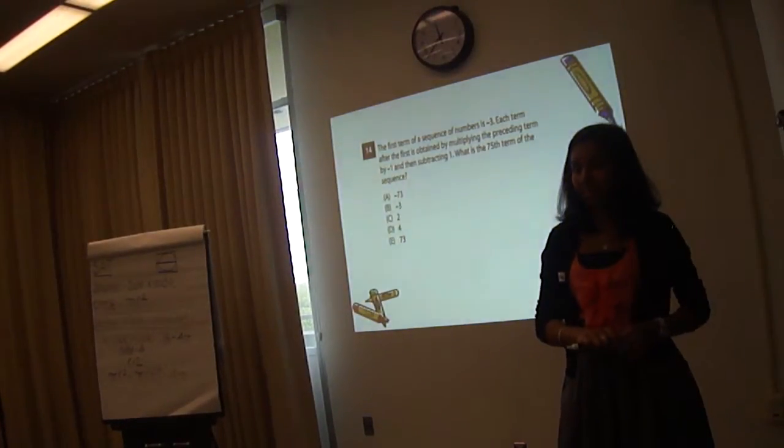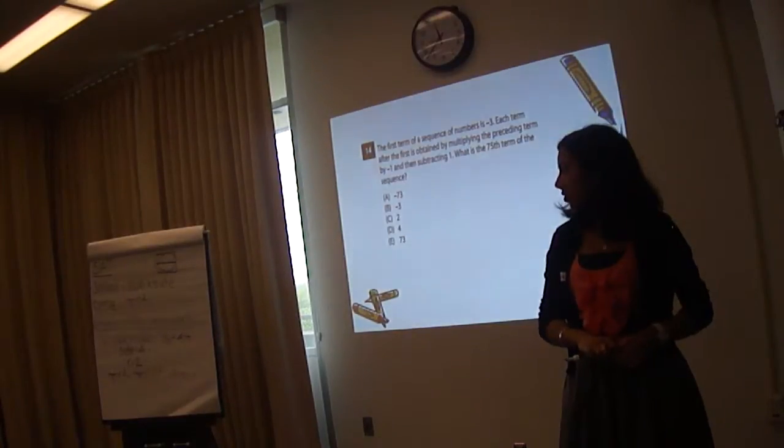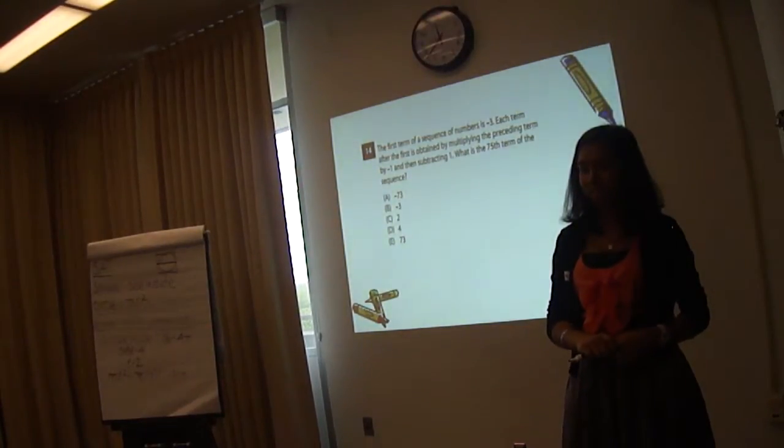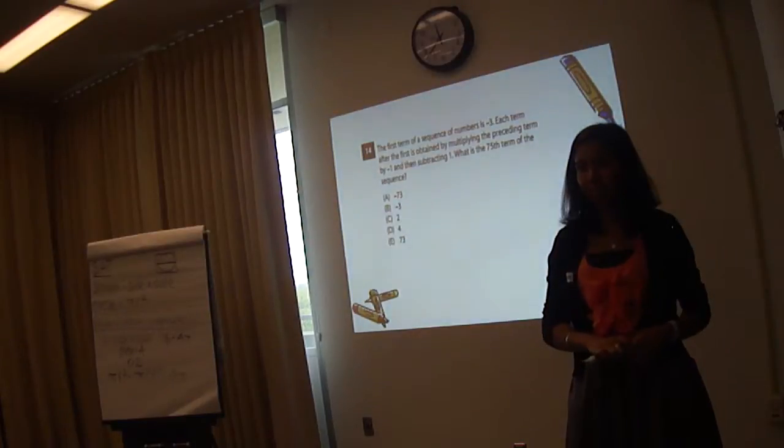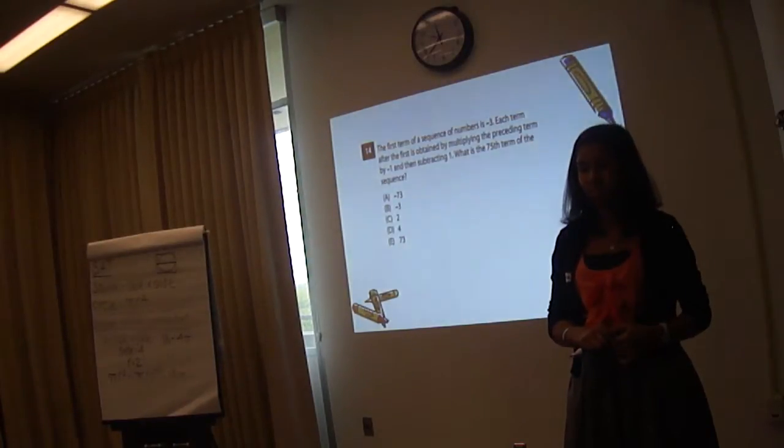The first term of a sequence of numbers is -3. Each term after the first is obtained by multiplying the preceding term by -1 and then subtracting 1. What is the 75th term of the sequence?